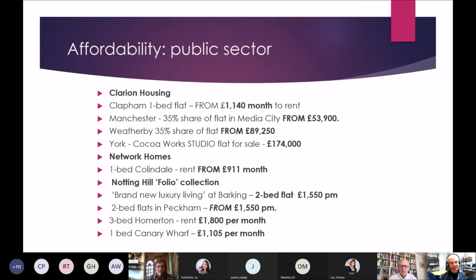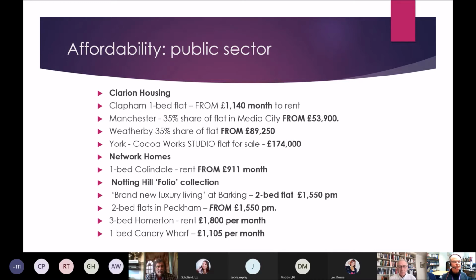That's London. If you go up to Manchester, you can buy a 35% share of a flat in Media City, but it's from 54 grand a year, which means there'll be one studio flat at 54 grand a year. Wetherby, 90 grand a year. If you want, this is in York, there's a housing association building some flats there. You can actually buy an outright studio flat from them.